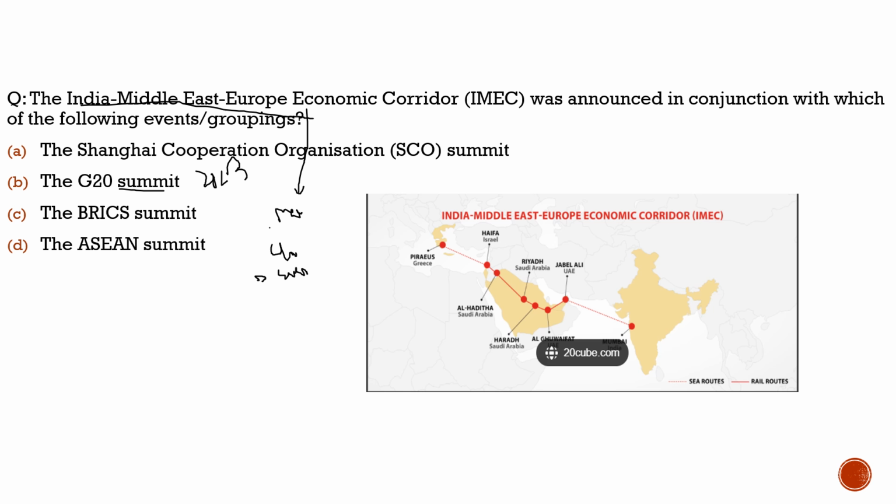It is G20 Summit 2023. With respect to this question, the correct option is option B. With this, I hope you have understood the India-Middle East-Europe Economic Corridor. You have got a little idea about it.